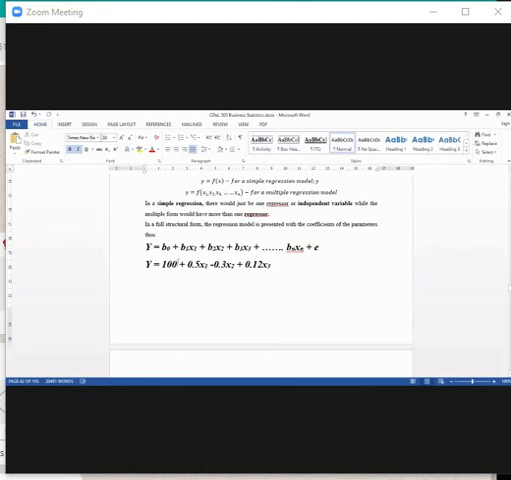But then this 100, that's the constant, is what y will be if all the parameters are held at 0. For example, assuming that x1 is 0, x2 is 0, x3 is 0, what will y be? 0.5 times 0 will be 0. 0.3 times 0 will be 0. 0.12 times 0 will be 0. So 100 plus all of these zeros, that means y will be equal to the constant when all the parameters are held at 0.